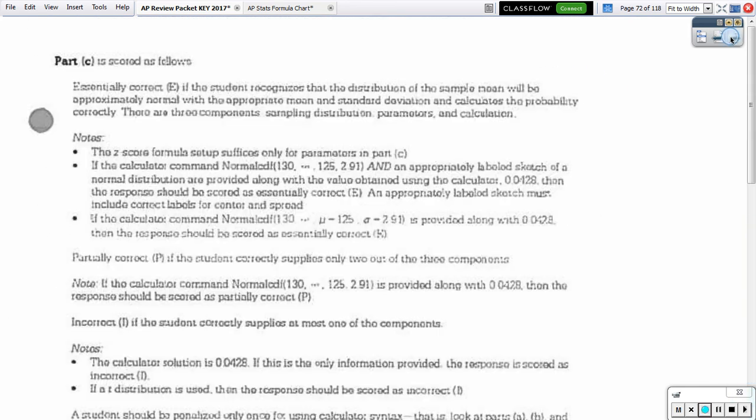So here we go. Part C, it's essentially correct if the student recognizes that the distribution of the sample means, so the shape of it, the sampling distribution is approximately normal with the correct mean and standard deviation. There are 3 components. You had to give that distribution shape, say what distribution it is, the parameters, that's the mean of the x-bar and the standard deviation of the x-bar, and the calculations.